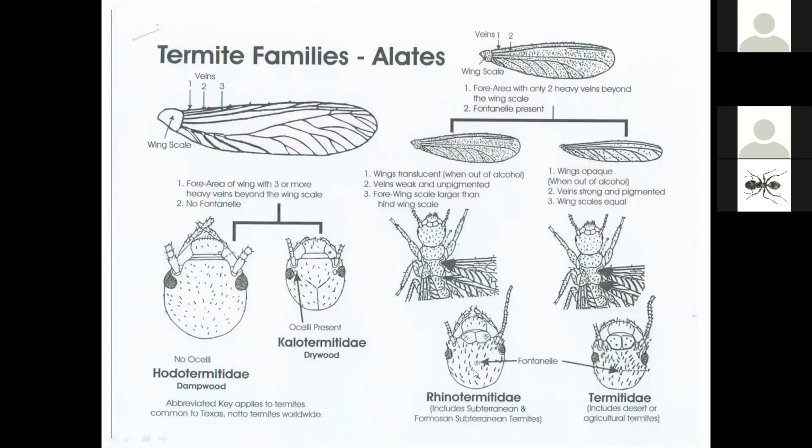And then the other thing that we haven't talked about yet that we do need to know about is this fontanelle. And that is essentially this little gland that appears on the head of some termites. And you can see that it's going to be on these particular termites over here, but not on the others.